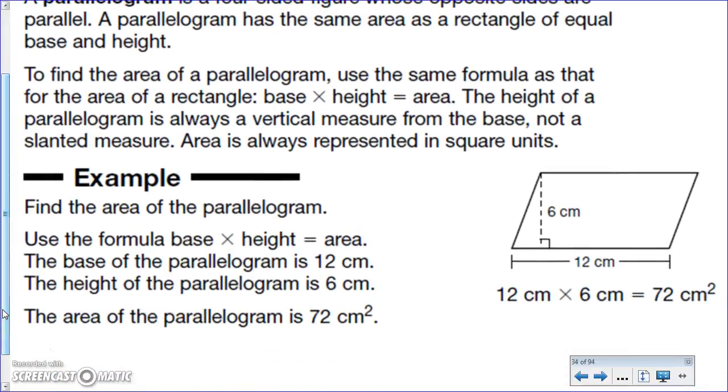In our example here, we're going to find the area of this parallelogram. Use the formula base times height equals area. The base of the parallelogram is 12 centimeters, shown by the bold line below. The height of the parallelogram is 6 centimeters, shown by this dotted line that comes down at a perpendicular angle to the base. So 12 times 6 is 72 centimeters squared.